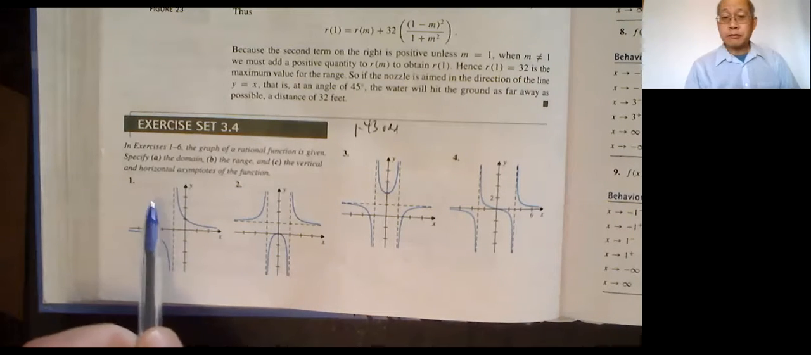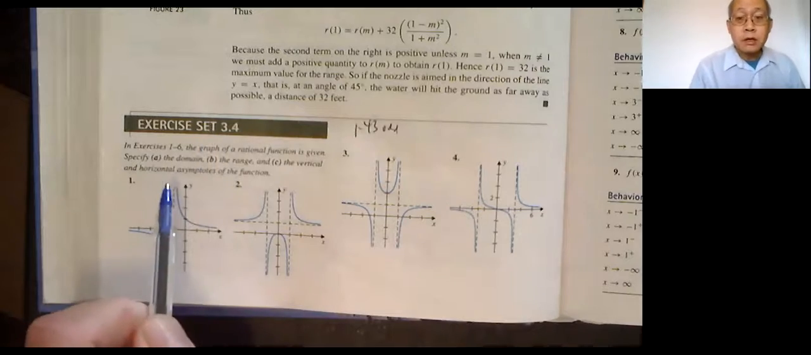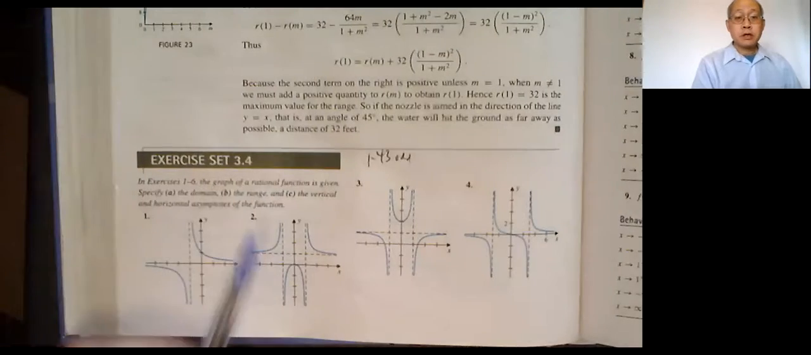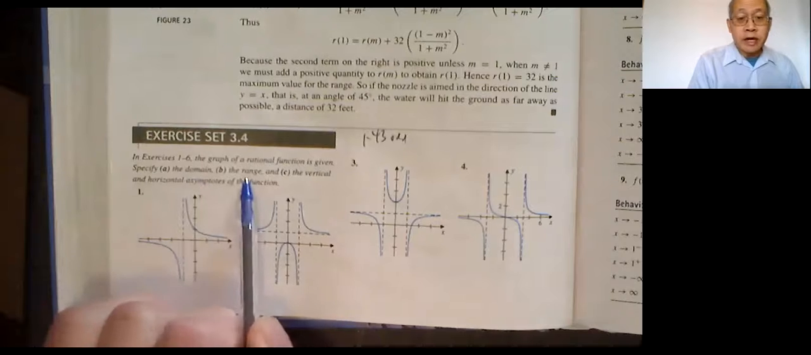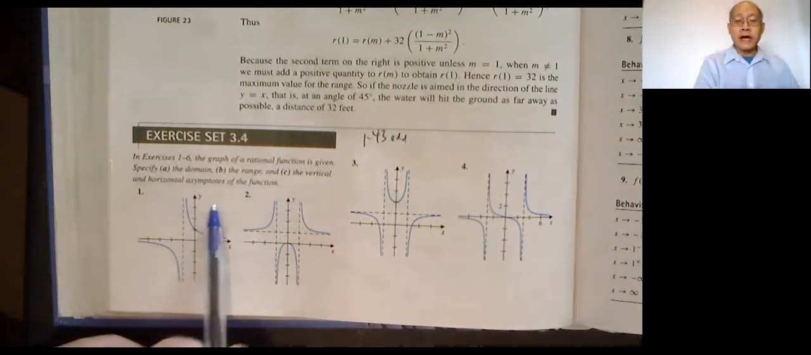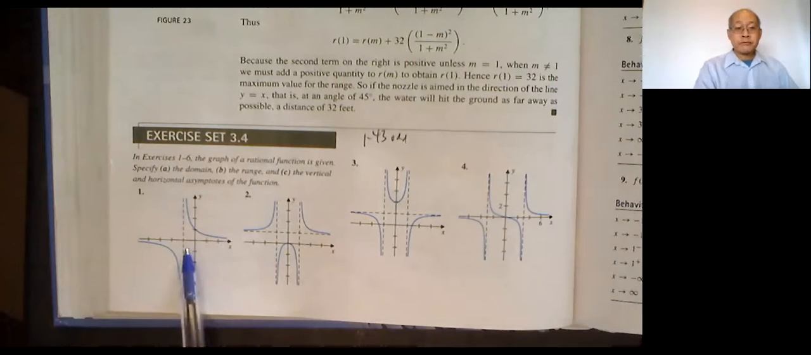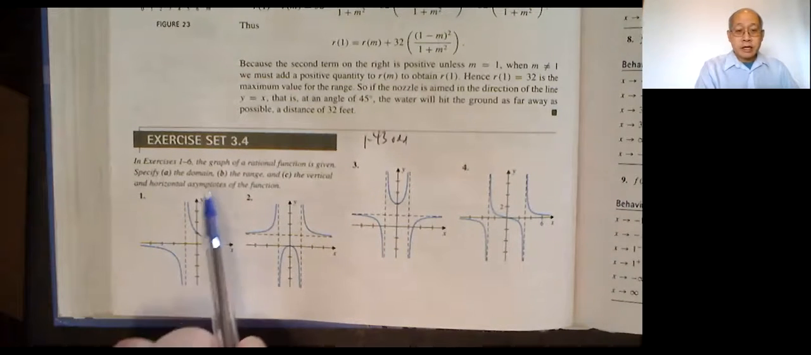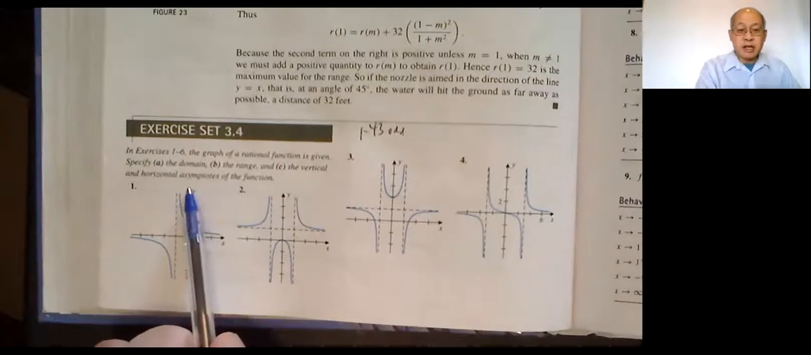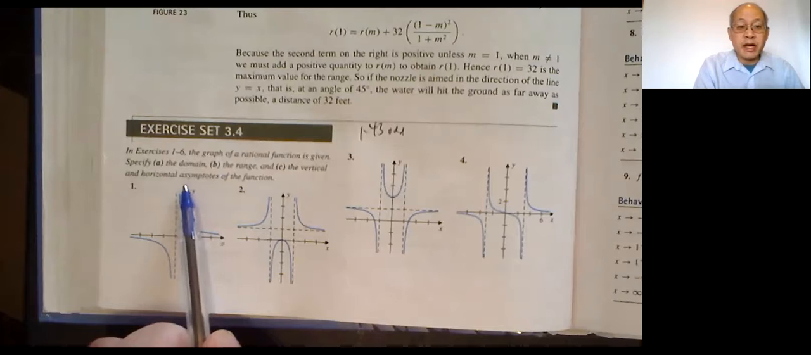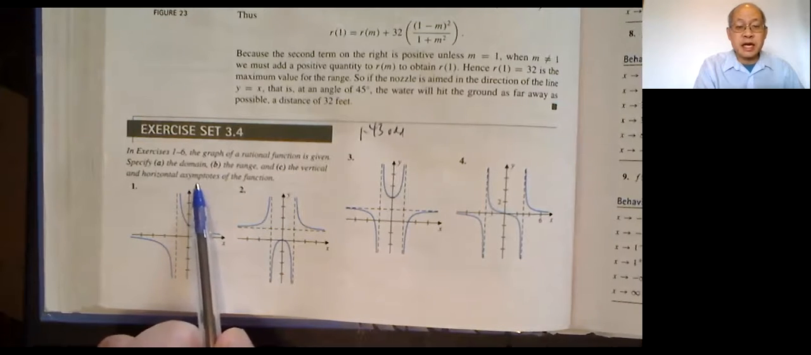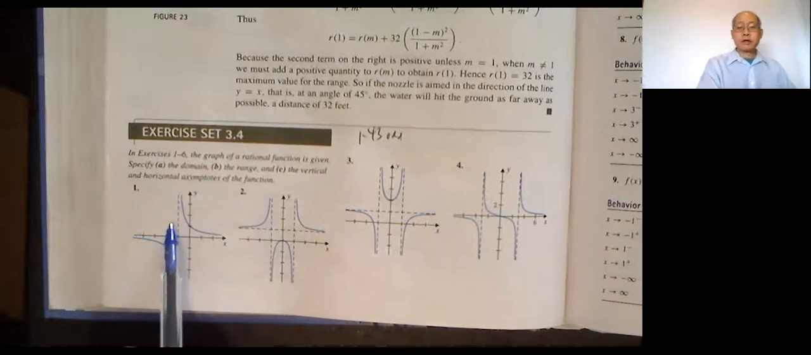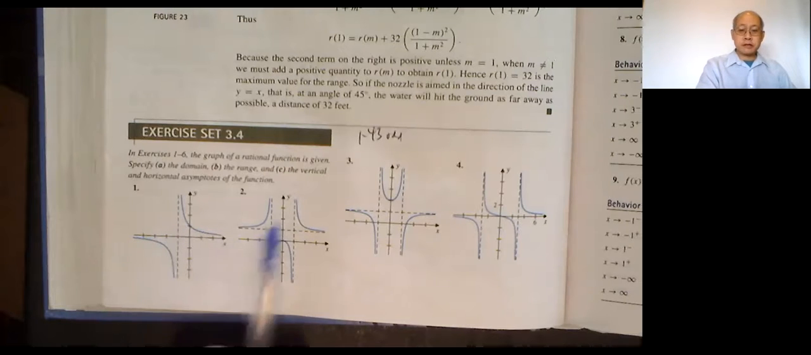Okay, so let's do number 1. So 1, 3, and 5, they give you graphs. So they're asking for the domain, the range, and the vertical and horizontal asymptotes of the function. Okay, so vertical asymptotes, horizontal asymptotes. Okay, asymptote, there's the spelling: A-S-Y-M-P-T-O-T-E. It's a line that the graph gets real close to, it approaches. Okay, so these rational functions look something like this sometimes.